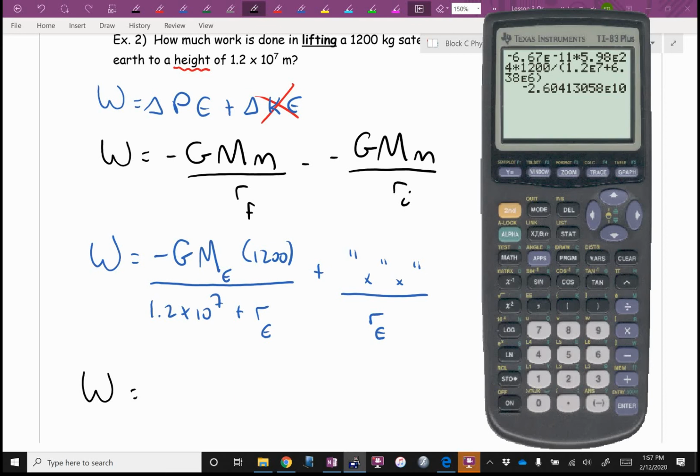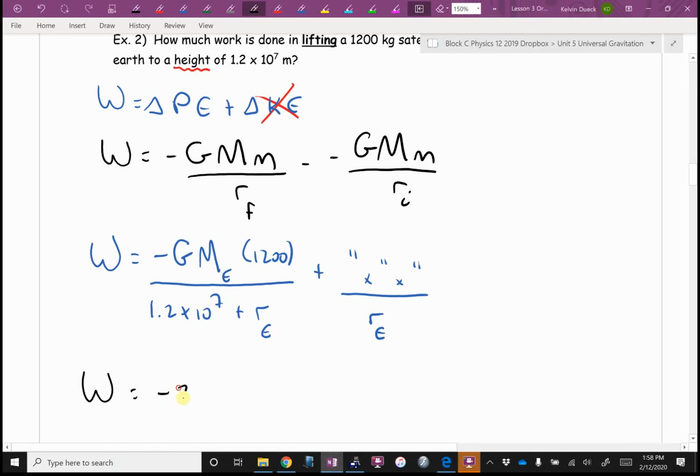So negative, I'm going to carry it. You know what? I'm going to write about 6 sig figs. That 0 after the 3 seems like a nice place to round off. So I'm going to go negative 2.60413 times 10 to the 10th plus.